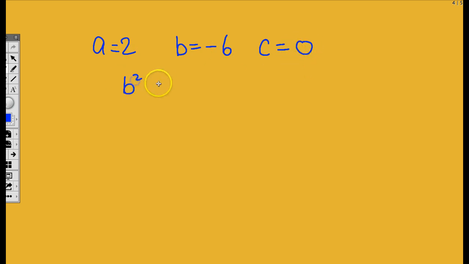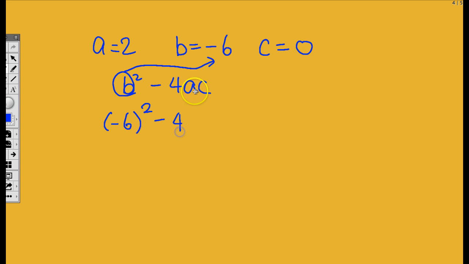We're trying to work on figuring out the discriminant, b squared minus 4ac. That is my discriminant. Okay, and we are finding something that ends up being a negative. So let's plug it in. B is negative 6, so make sure you put everything in parentheses. Negative 6 squared minus 4 times A, and A is 2 in parentheses. And then C is 0 in parentheses. Okay, so let's figure this out.